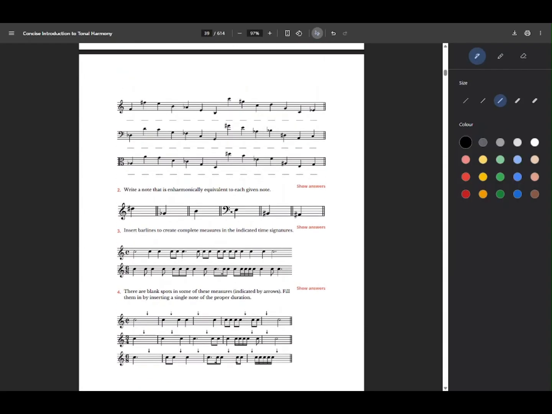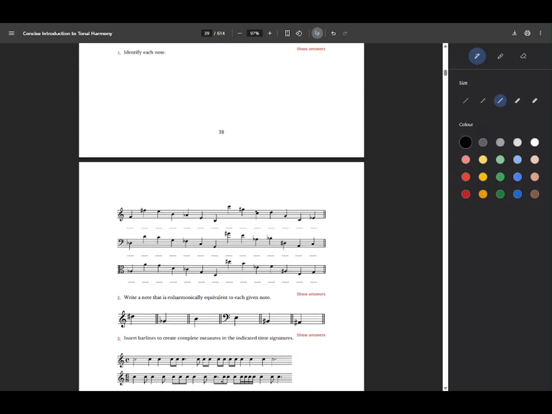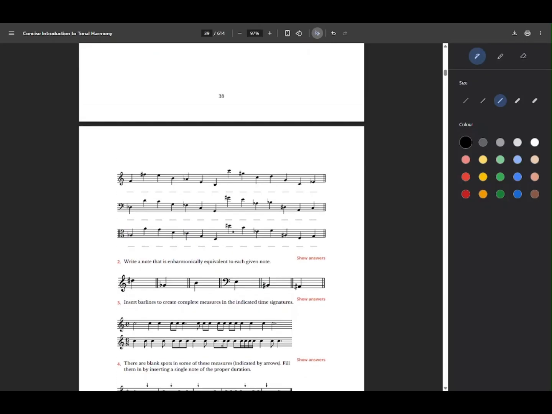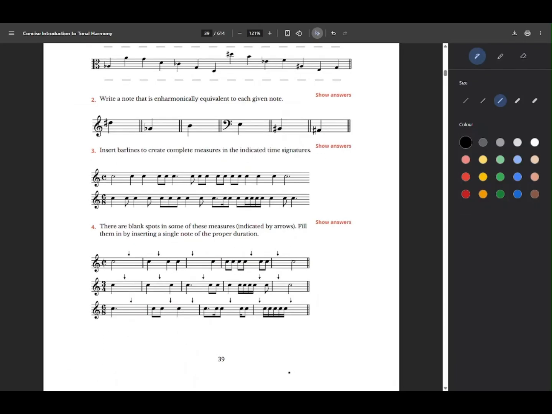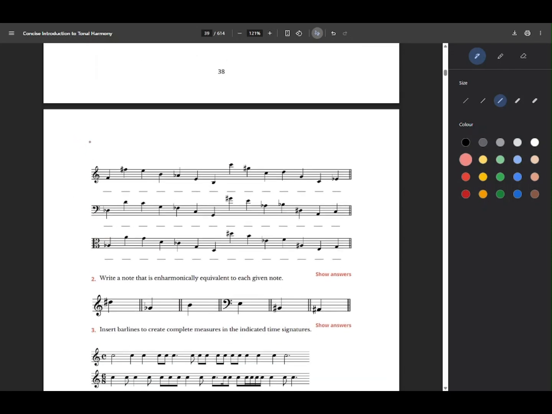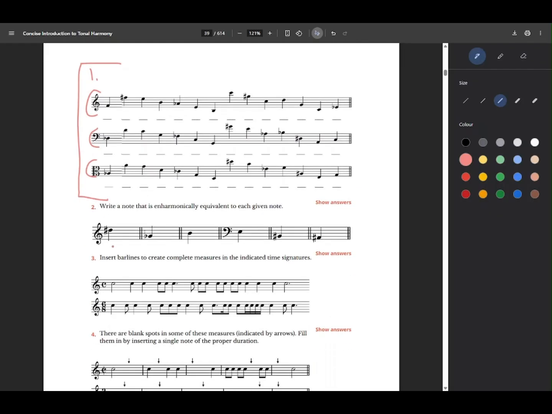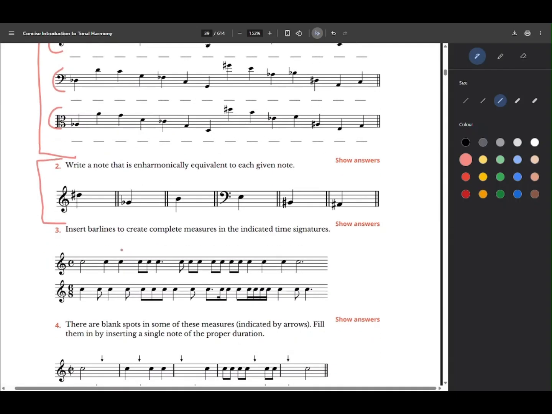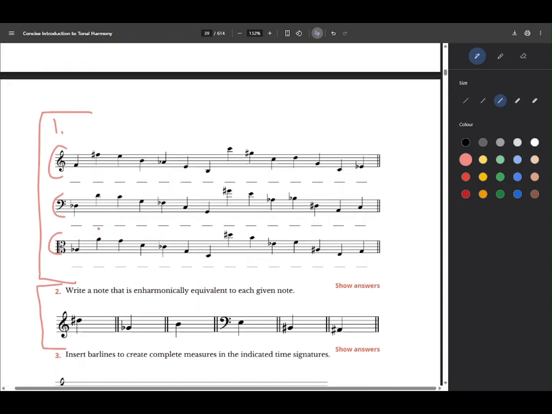I don't have any practice for this, I suppose. Well, actually, if you go to page 39 in your book, I'm not sure why it's not showing up here, but do question 1. This is identifying note names with the different clefs. And yes, we can do this too. I write the note that is enharmonically equivalent. So I think that's enough to do for this week.